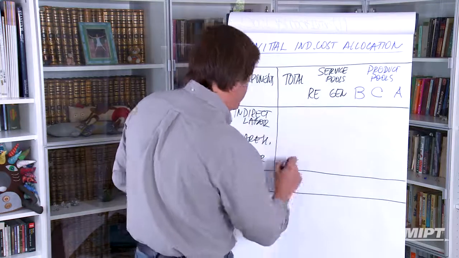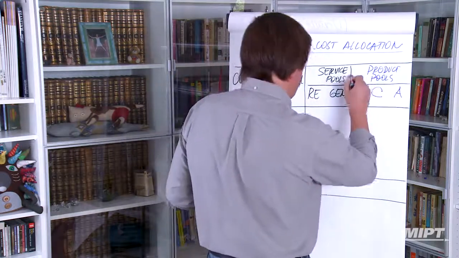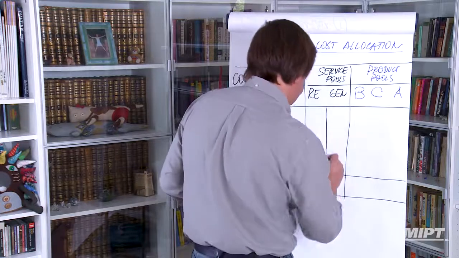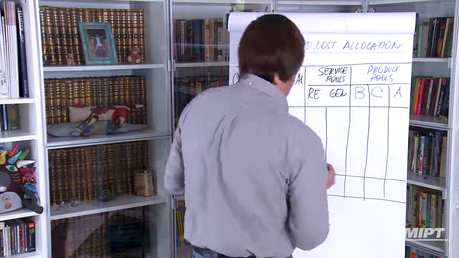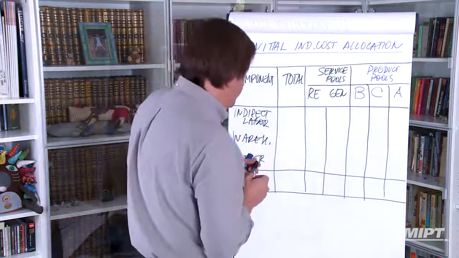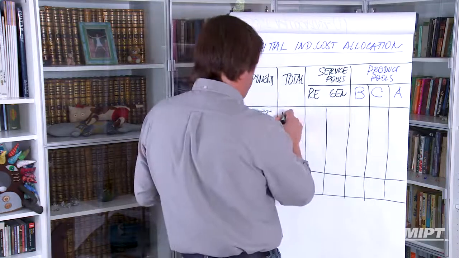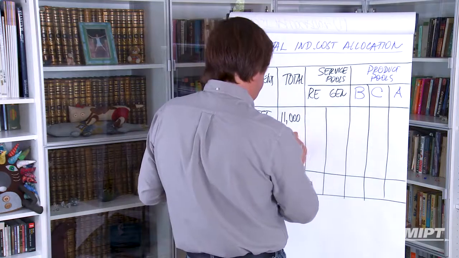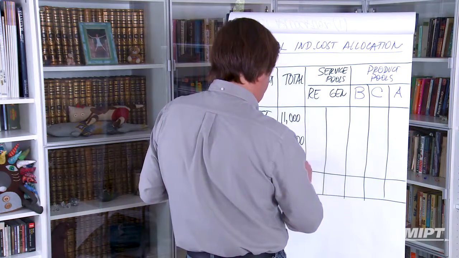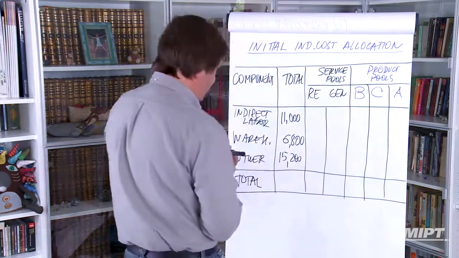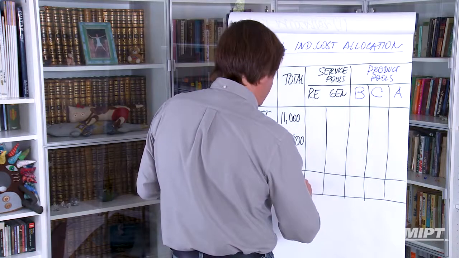So we've created the table, and now we have to fill it up with numbers. Now, see what happens. These numbers, we know the totals that were in the previous part. So this is 11,000, this is 6,800, and this is 15,200. Together, this is 33,000. So far, we haven't done anything new.